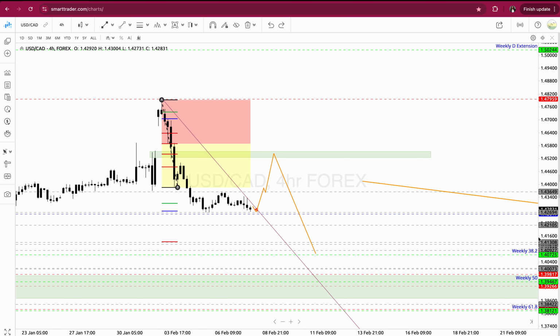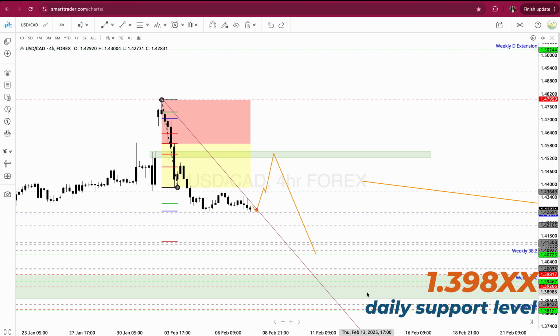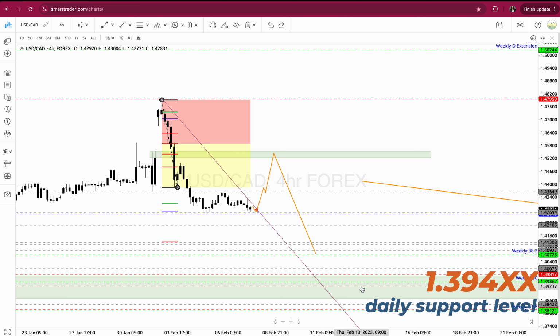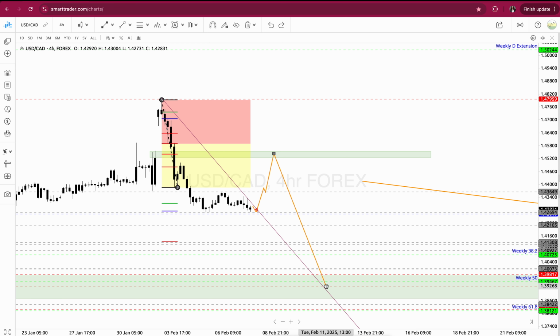But looking at structure again, there may be more potential downside. And also price is really, really attracted to those higher time frame support and resistance levels. So we have a daily, our first daily level at 1398. We have a second daily level at 1394. So I would not be surprised if we saw price come all the way down here first before we figure out if we're going to keep moving to the downside, or are we going to start seeing price set up to build for the buy scenario, right?